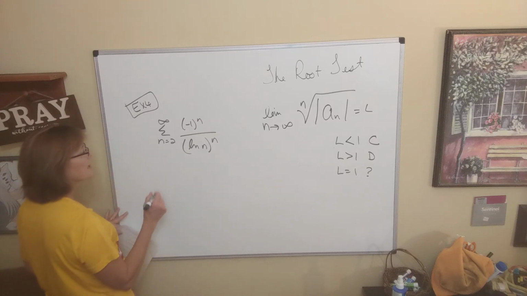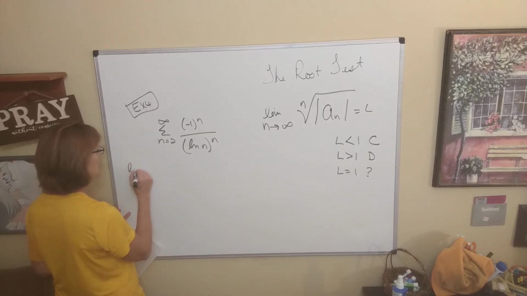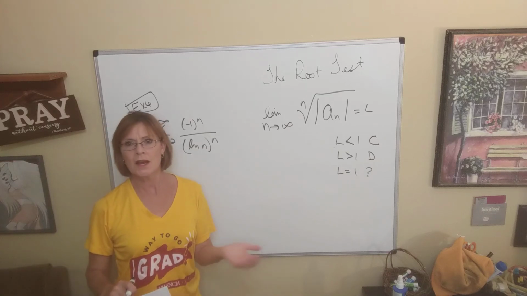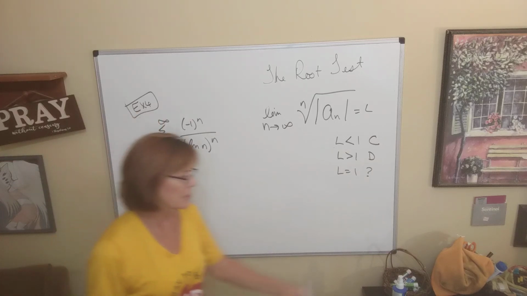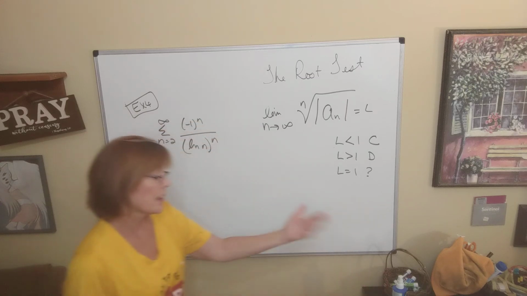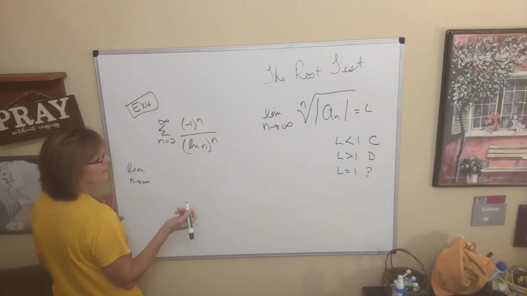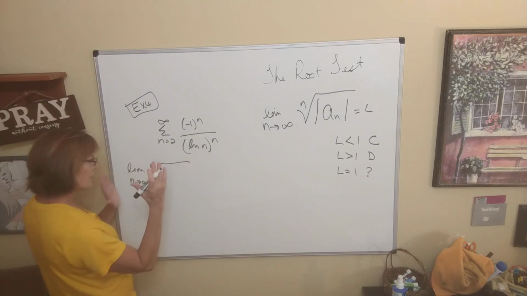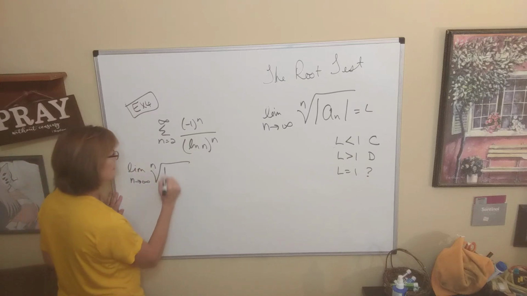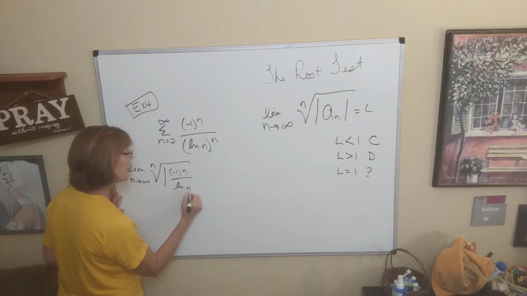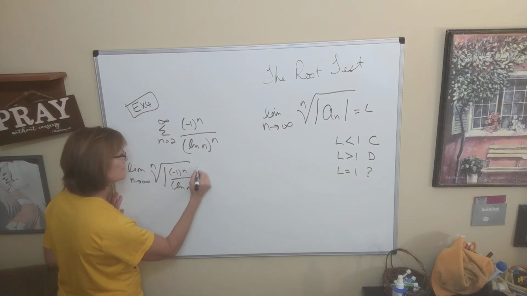Let's apply the root test. So let's take the limit as n goes to infinity. By the way, there's no conditions on which kind of series you can apply the root test to. When you take the absolute value, it becomes a positive series, and we're allowed to apply it to any test. There's no preconditions on this. So we'll take the nth root of the absolute value of a sub n, of the absolute value of negative 1 to the n over the natural log of n to the n.